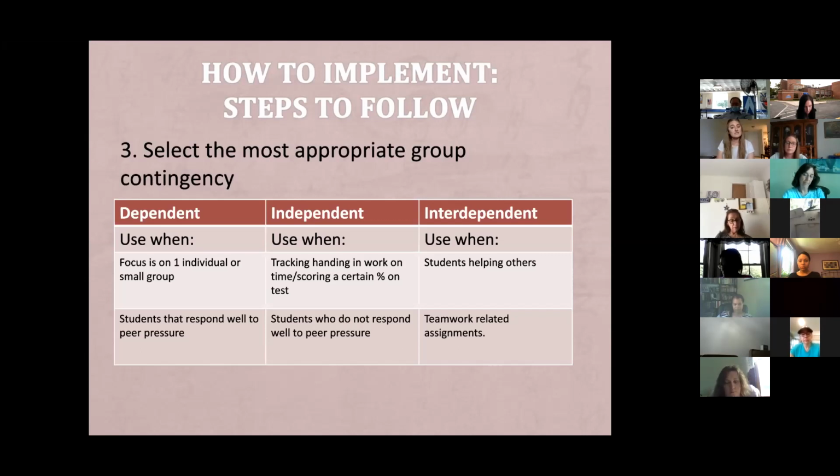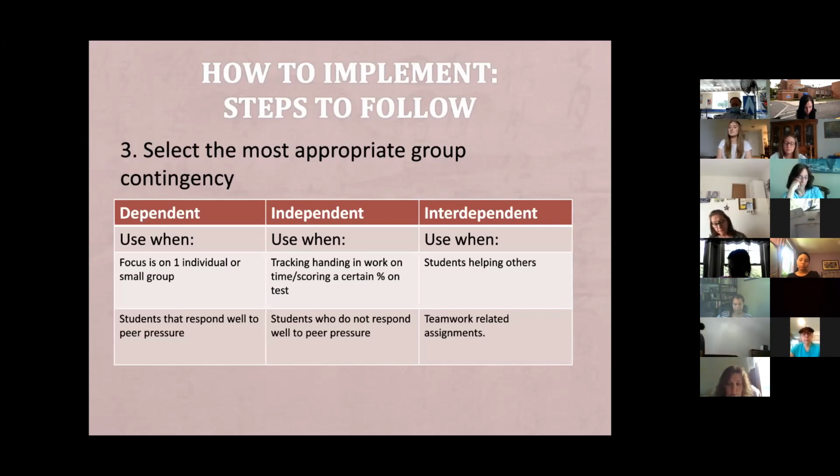So the independent group contingency is good to use if you want to work on behaviors such as handing their work in on time, or increasing study time to get a particular score on their test, because these are really easy for the teacher to track.